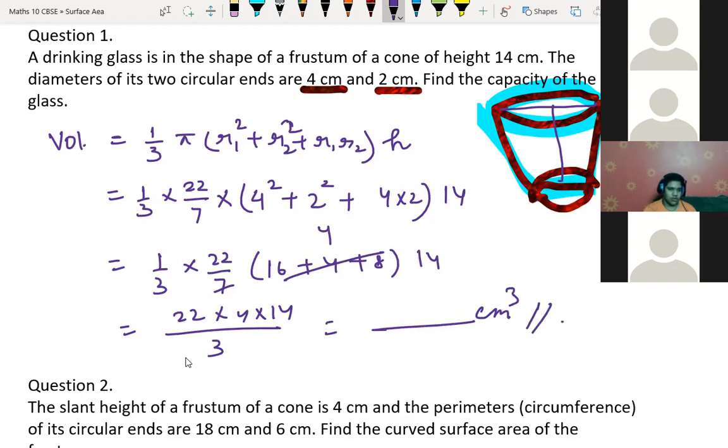Is it clear to everyone, children? You can do that. Yes. Okay, now question number 2. Anyone having doubt in this?